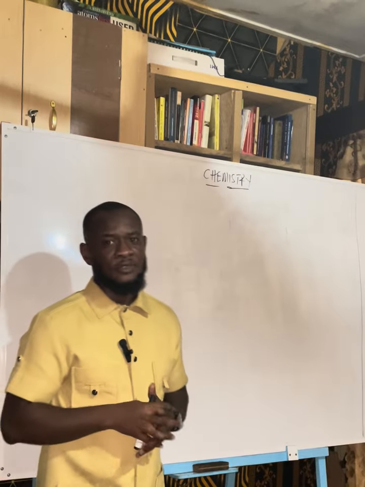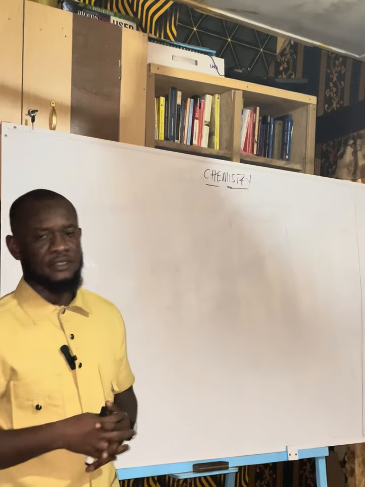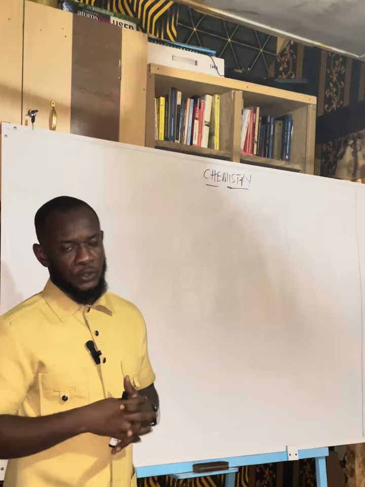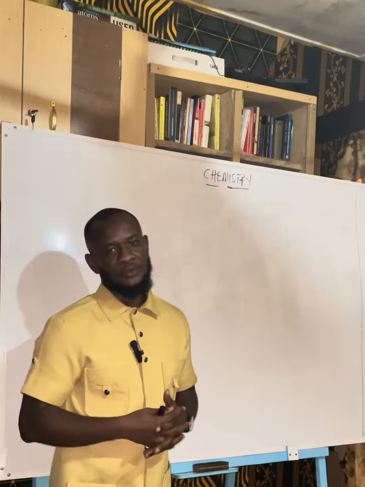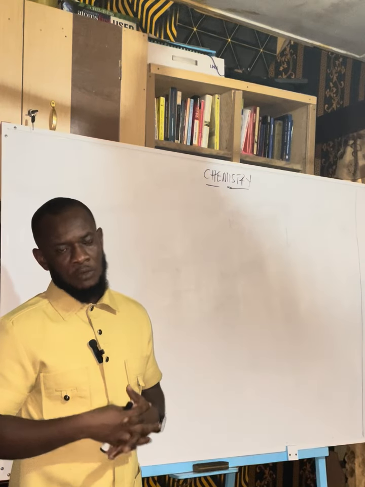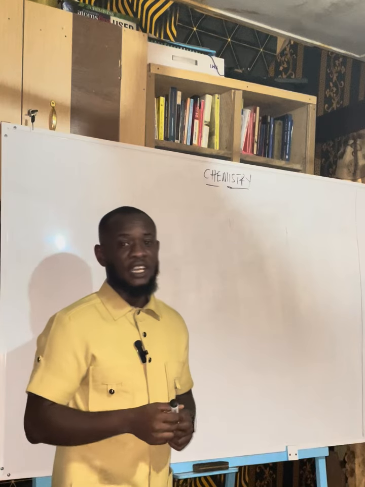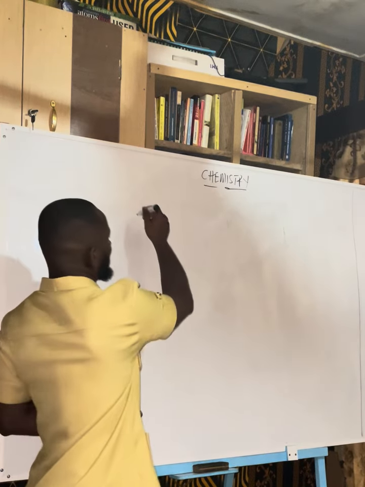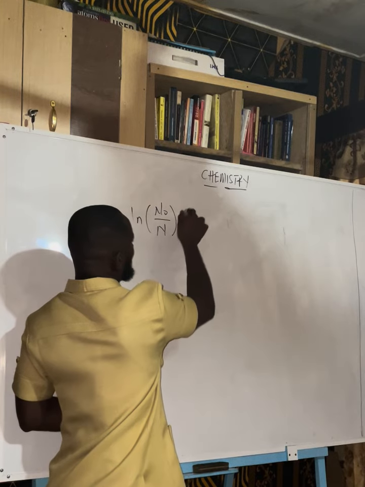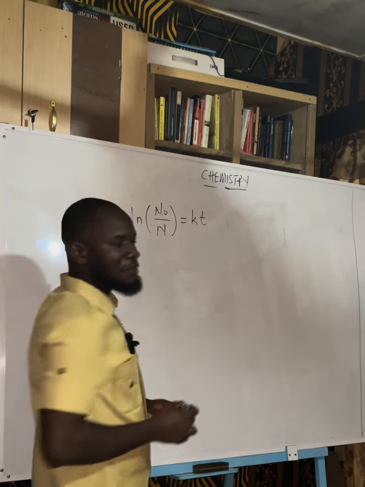The last time we looked at half-life and how to calculate half-life. We saw that for us to calculate half-life, we have different formulas that we can use. But the simplest one to calculate the half-life is taking what? Natural log of N naught over N equal to kt.